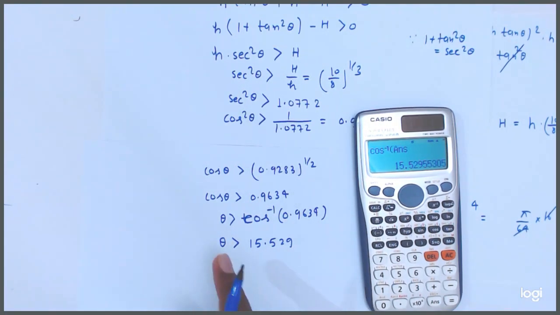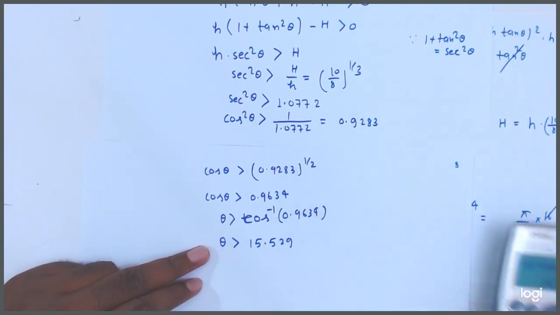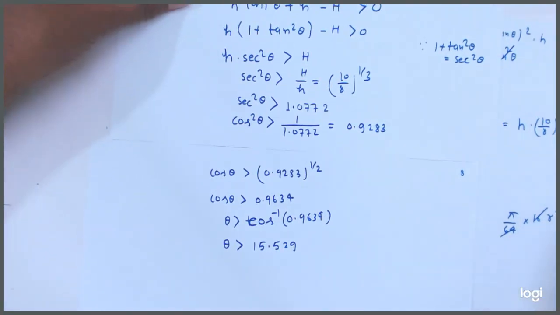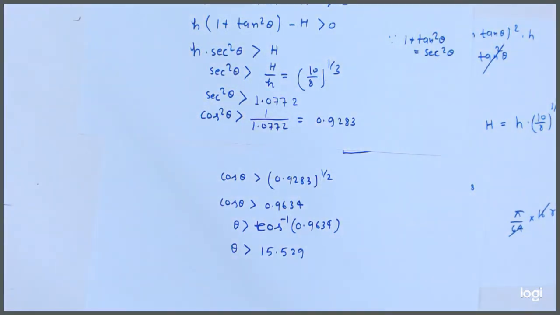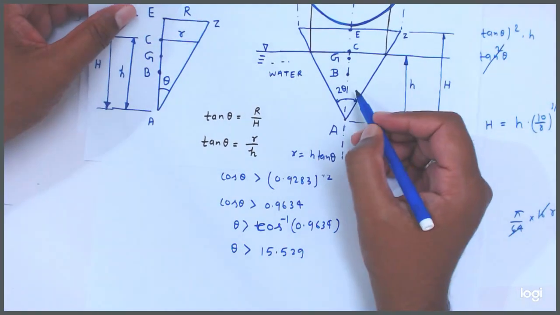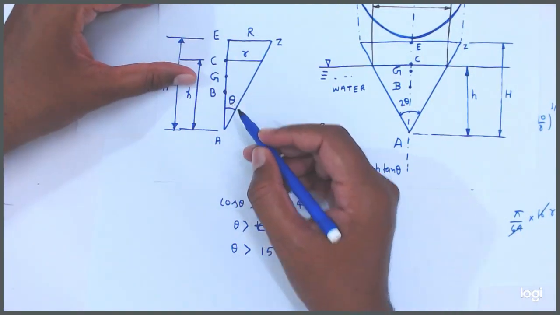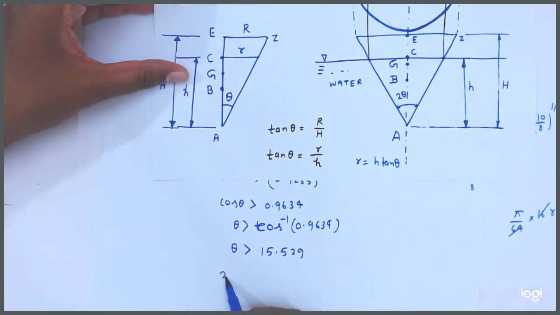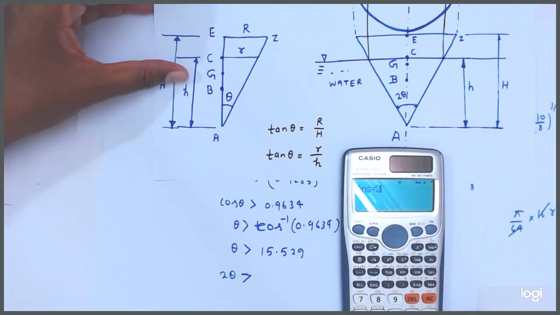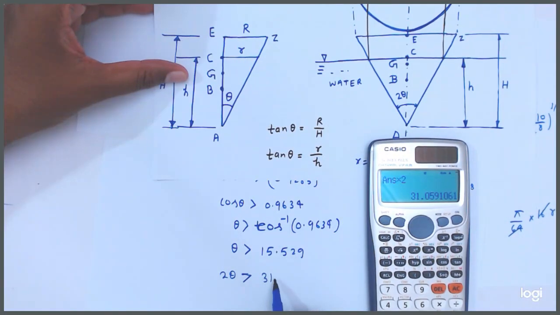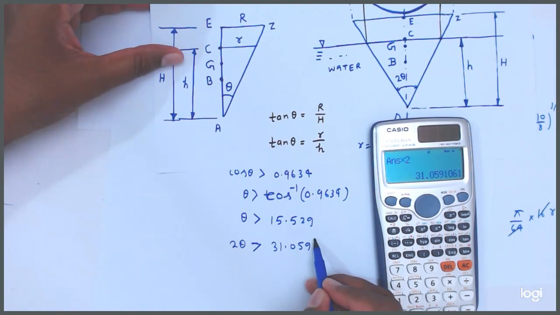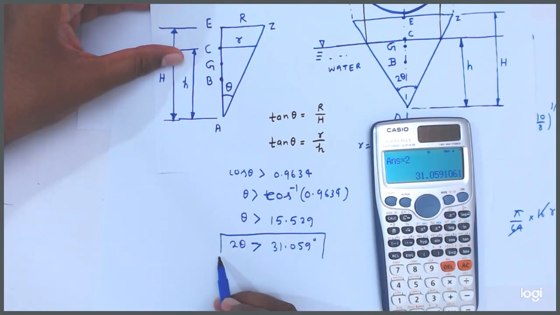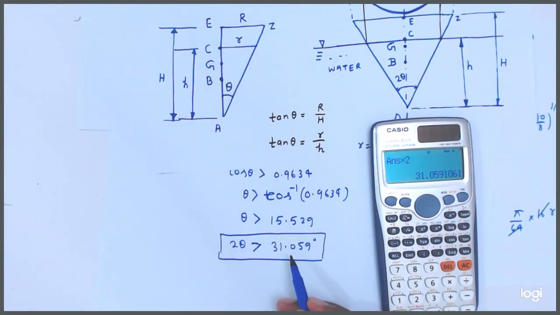So this is the half angle. Theta is the half angle. Friends, here we are able to find only the half angle theta value. So if we are calculating 2 theta, what is 2 theta? 2 theta should be greater than, multiplying by 2, 31.059 degree. So least angle how much is there? It should be greater than 31.